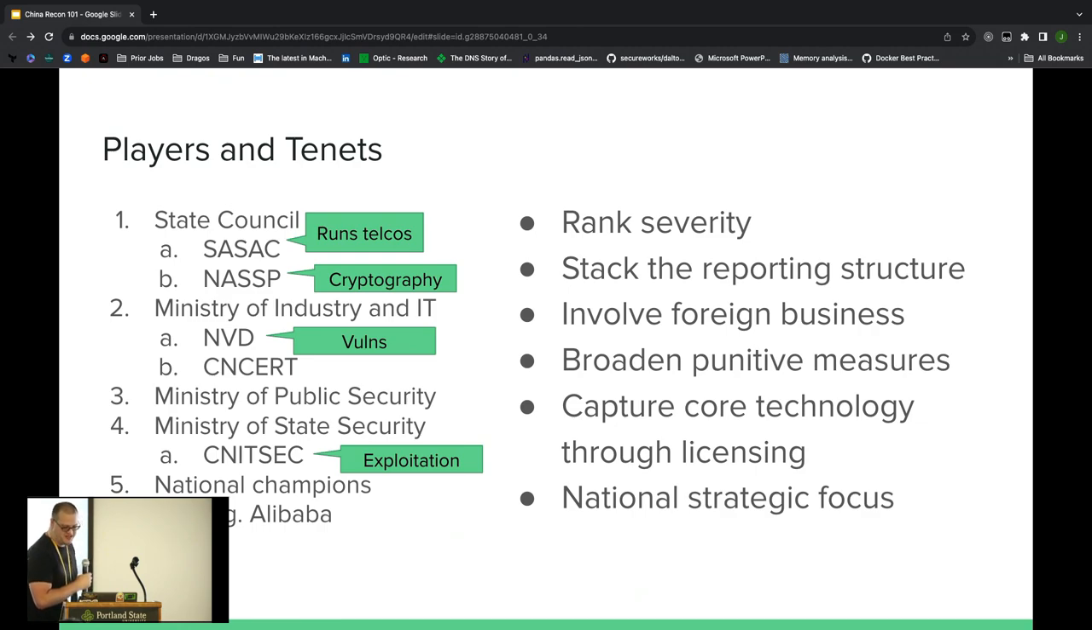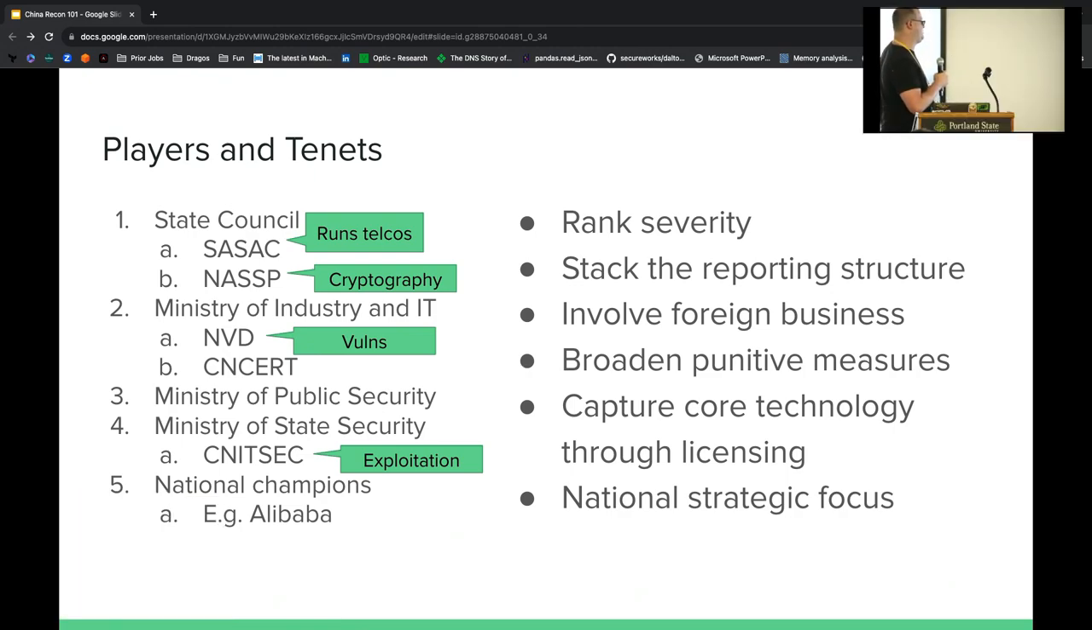As you can imagine, every different actor in this has different interests, which align with the bullet points over here: rank the severity of vulnerabilities, stack the reporting structure, involve foreign business, which is to say capture the vulnerabilities, broaden punitive measures, capture core technology through licensing, and in general have a national strategic focus.